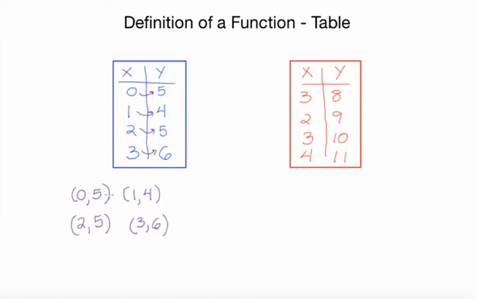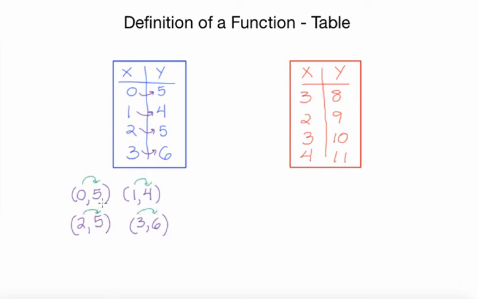So now let's think about this carefully. If I input 0, I get back 5, and nowhere else do I see 0 turn into anything else. So according to this, 0 only turns into 5. And if I look at all the other ones, 1 only turns into 4, 2 only turns into 5, and 3 only turns into 6. So I'm feeling like these all show a relationship that satisfies the definition of a function.